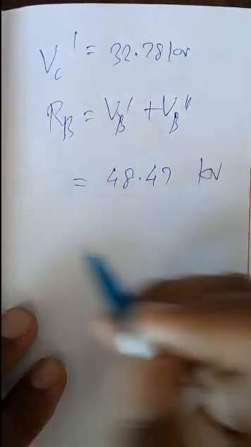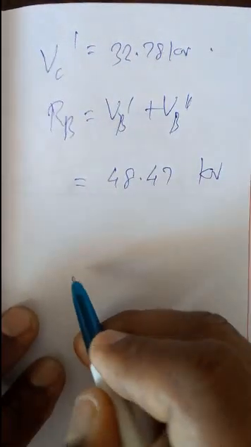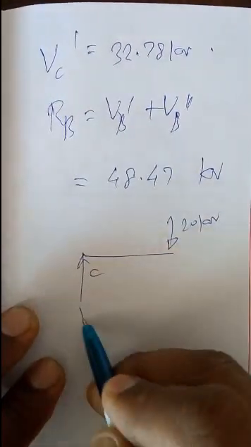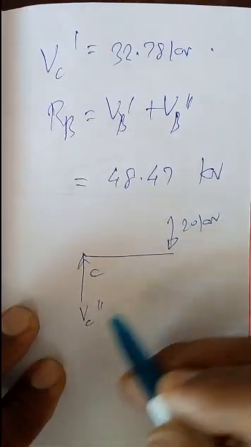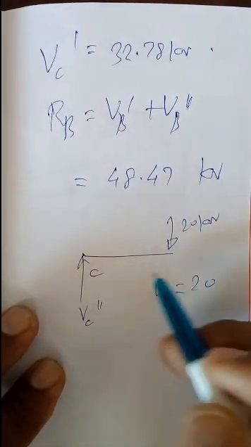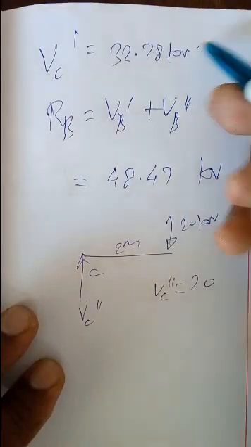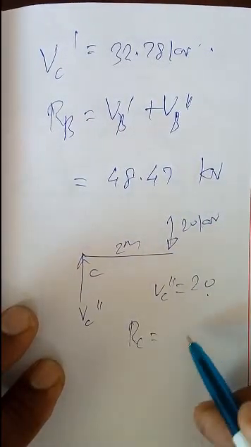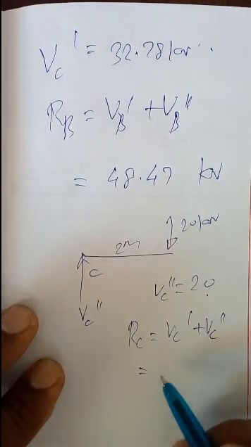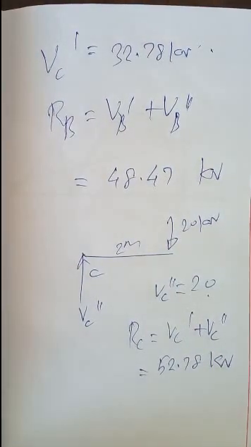48.47 kilonewton. Then VC dash has been found. We have to find out what is VC double dash. So here it is 20 kilonewton. This is point C. This is VC double dash. Now VC double dash equal to 20 kilonewton. Obviously, because these forces balance each other, this span is 2 meter. Now VC double dash has been found. VC dash is known to you. So RC equal to VC dash plus VC double dash, which gives us 52.78 kilonewton.